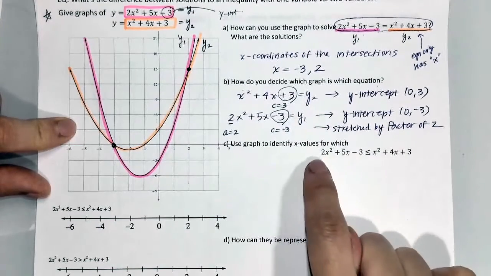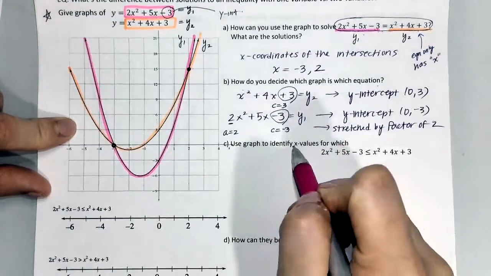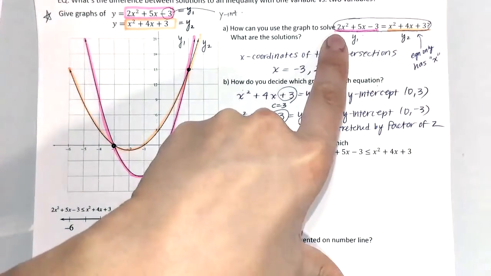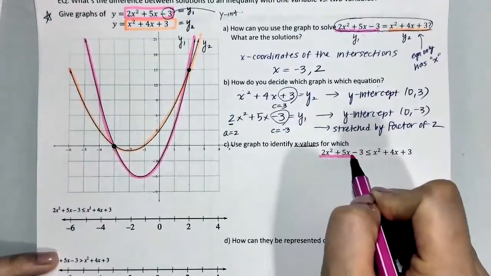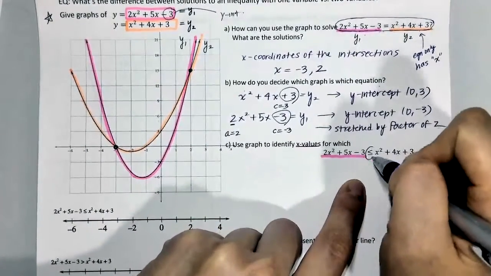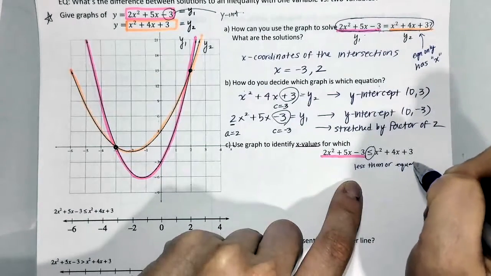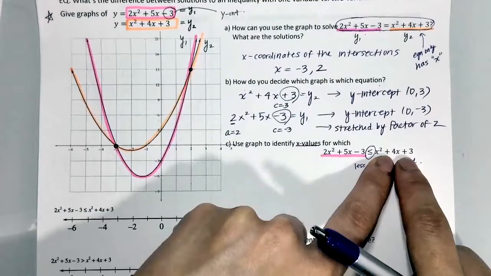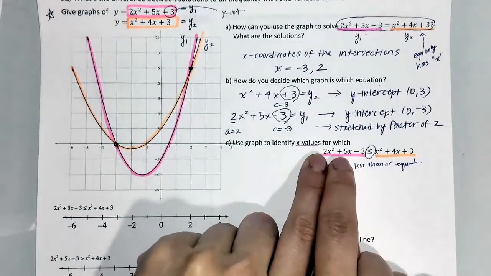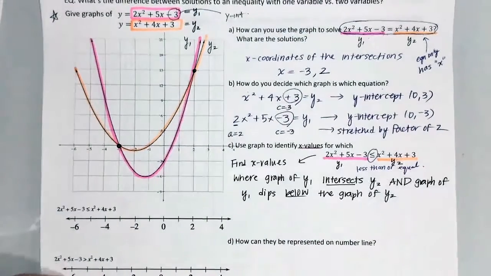So part C, now we're solving an inequality, and we want to use the graph to identify the x values, because again, the original inequality right now only has the x variable, so we're only asked to identify the x values where this graph, which is our y sub 1, the pink one, has values that are less than or equal to the right side equation, which is x squared plus 4x plus 3. Take a look at the graph. Find all the x values where the pink graph has values that are less than or equal to the orange graph.